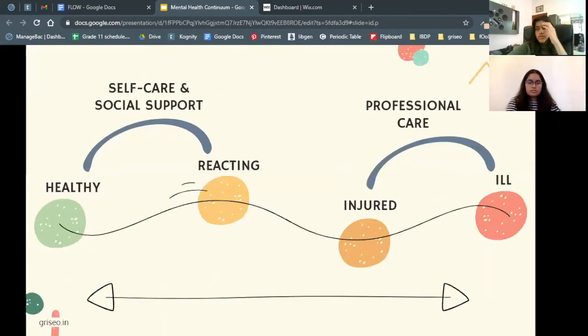So this is the version of the mental health continuum that we have chosen to show you guys today. It is inspired by the NZDF model. As mentioned earlier, there are two polar opposite ends, which are mentally healthy and mentally ill, and there are four stages in total. And there are two methods of support and care. For the healthy and reacting stages, it's self-care and social support. And when you move into the injured and ill stages, you need to get professional care.